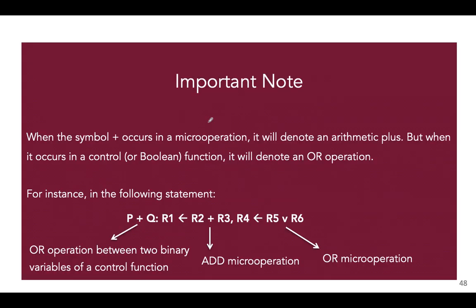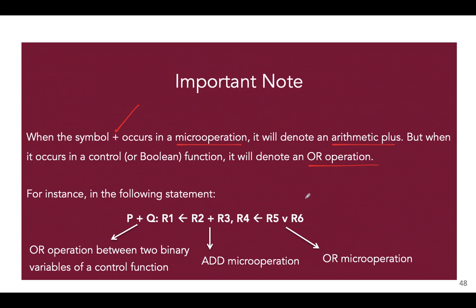Here's an important note for you. If you've been paying attention, you see this symbol plus can occur in two locations. When the symbol plus occurs in a microoperation, it denotes an arithmetic plus, like a simple mathematical plus. But when it occurs in a control function, it denotes an OR operation. In Boolean, it means OR.